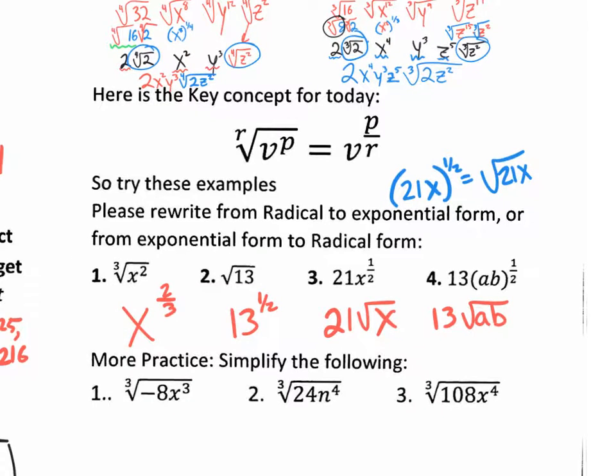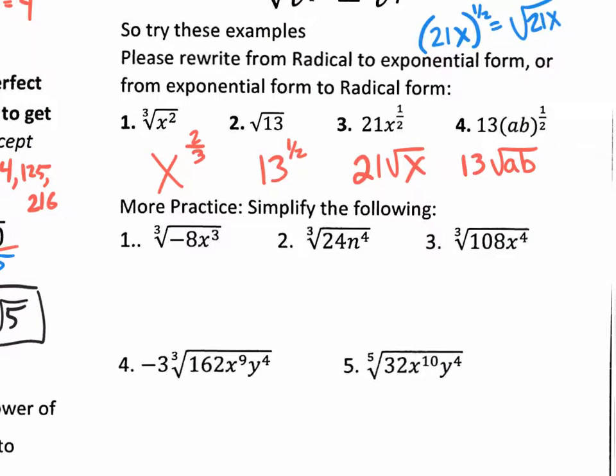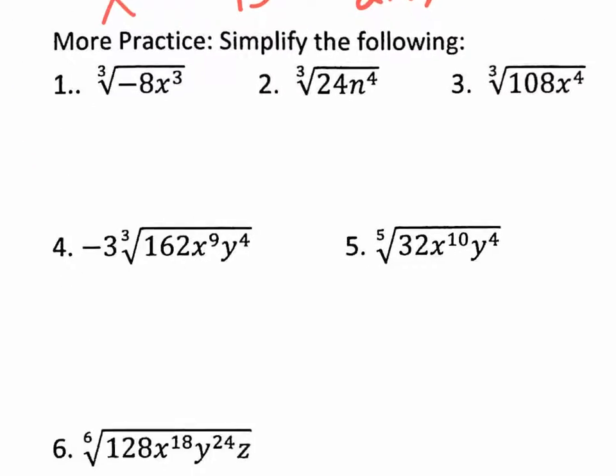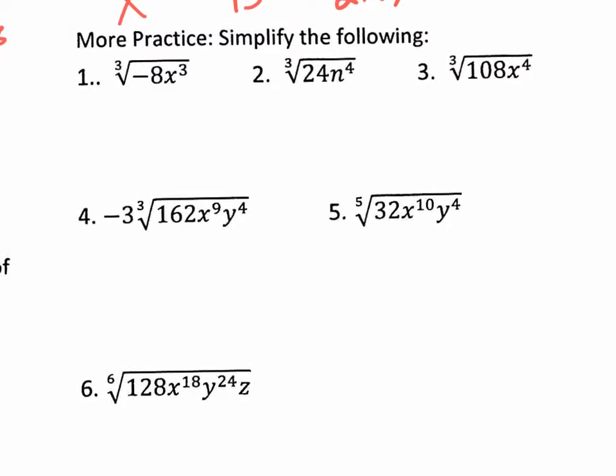That's a super easy part of the test. I think out of the 20 questions, 5 of them or 4 of them are like this. So you're talking about 20% of your grade, 25% of your grade on the test is just changing from radical to exponential, or exponential to radical. So how about this? Do these 6 questions for homework.